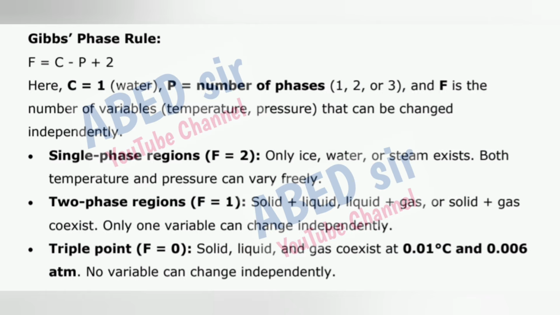Single phase regions, F = 2, only ice, water, or steam exists. Both temperature and pressure can vary freely. Two phase regions, F = 1, solid plus liquid, liquid plus gas, or solid plus gas coexist. Only one variable can change independently. Triple point, F = 0, solid, liquid, and gas coexist at 0.01 degrees Celsius and 0.006 atm. No variable can change independently.